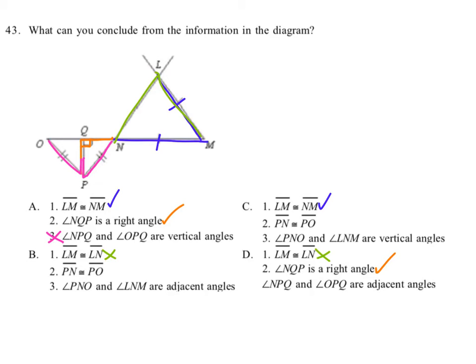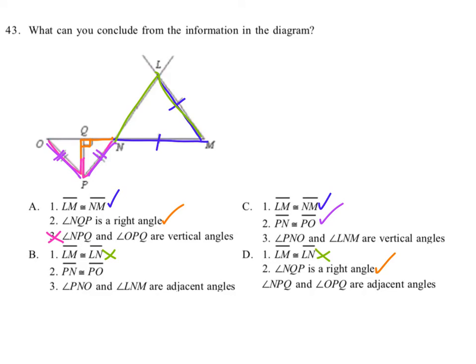So what I'm going to do now is go through C and verify that all of the answers for C are true. Number 2 in C says PN is congruent to PO. PN here is congruent to PO. Yeah, they have the double angle marks right there. So that's true.